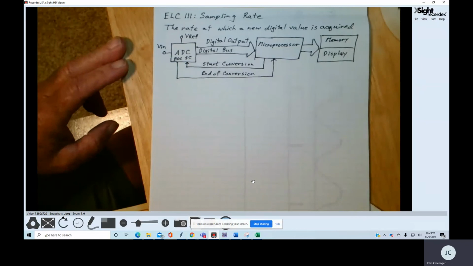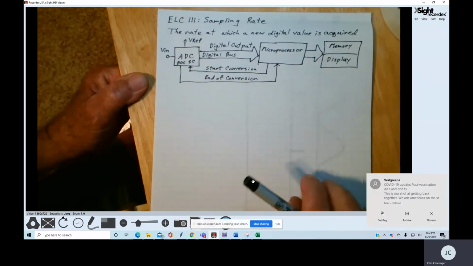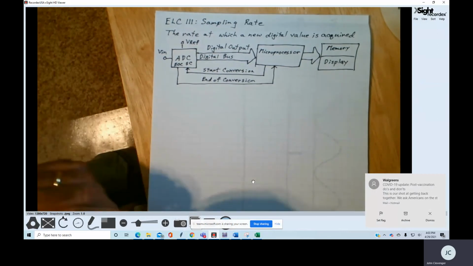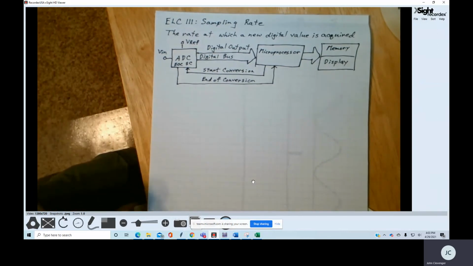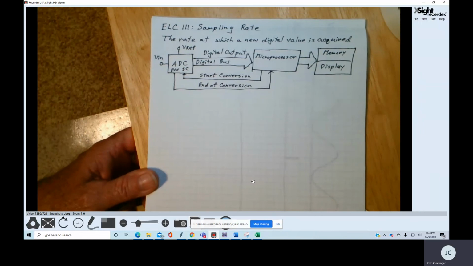So this is ELC111, and we'll finish up our discussion of analog to digital converters by talking about the sampling rate of A to D converters. Now, the sampling rate is merely the rate at which we obtain a new digital value, or the rate at which we acquire a new digital value.